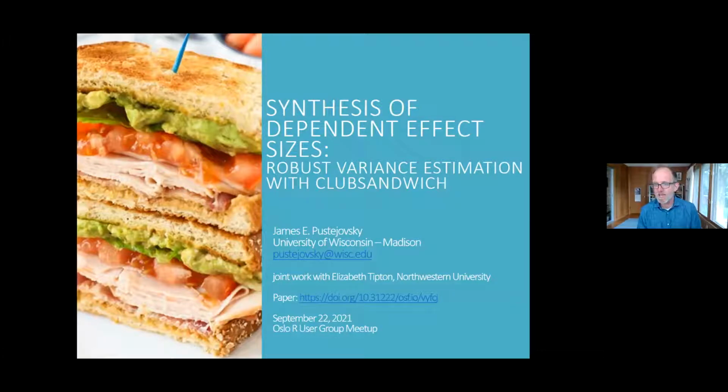Like Wolfgang said, I'm at the University of Wisconsin-Madison in the School of Education there. Today I'd like to give you a little intro to some of my work on synthesis of dependent effect sizes using a combination of the R packages metafor and clubSandwich. What I'm talking about today is mostly drawn from joint work with my colleague and graduate school classmate Elizabeth Tipton. We've got a preprint available on all of this if you want to get into the nitty-gritty details.